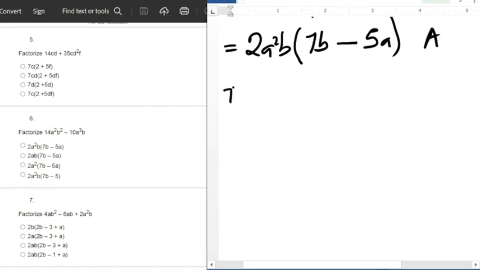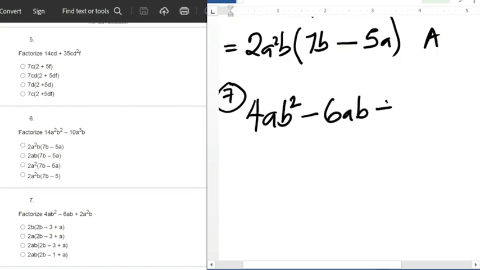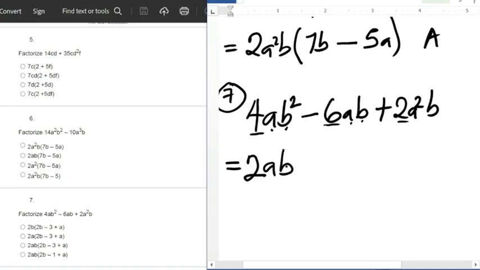For question number 7, I'm going to use another method here, something we can do straight without doing all those steps. We have 4ab squared minus 6ab plus 2a squared b. What you look for is what is common to the terms. The highest common factor there is 2. What is common to a is 1a. We have b squared here and b here, so 1b is common, that's all.